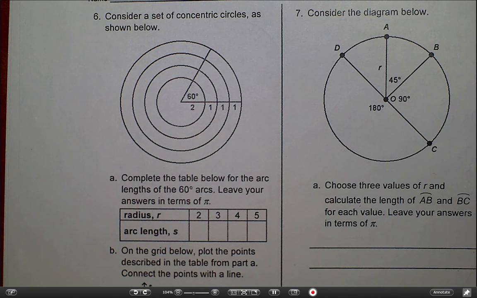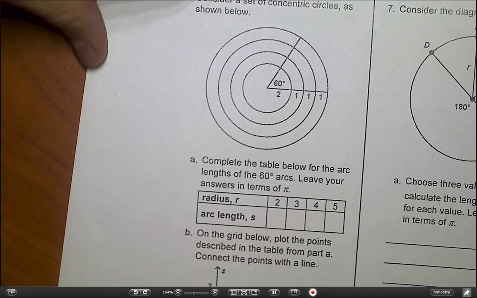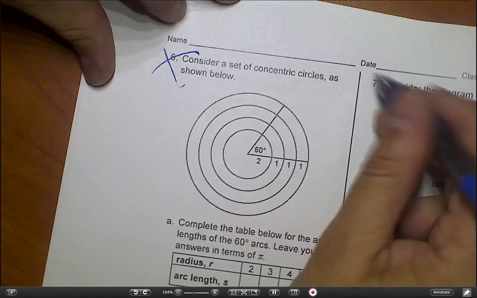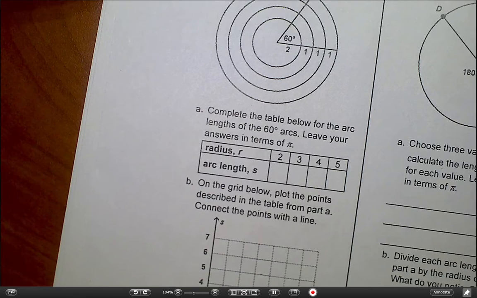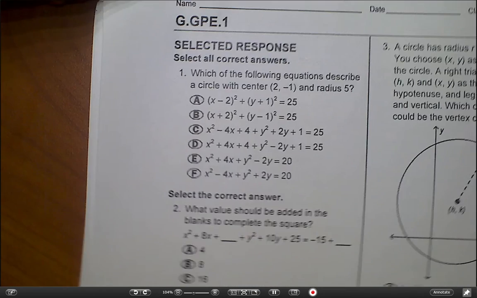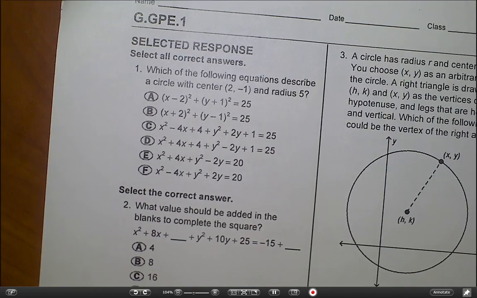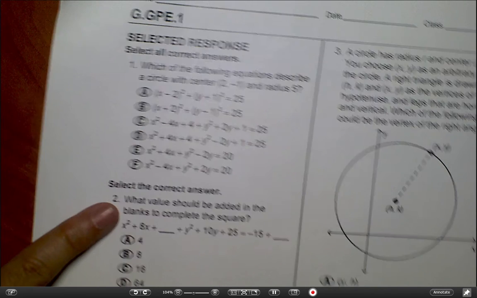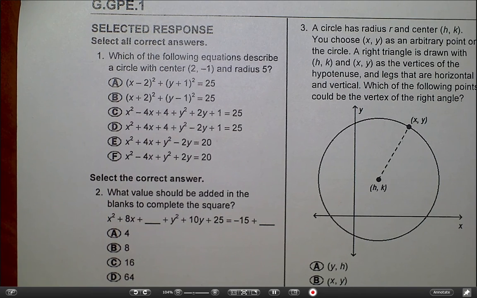Alright, so now for this one right here, since we've already done enough of these, I'm gonna say nope for both these, 6 and 7, because I'm gonna go over to the problems that are important. Es muy importante. Alright, so which of the following equations describe a circle with center (2, -1) and a radius of 5?